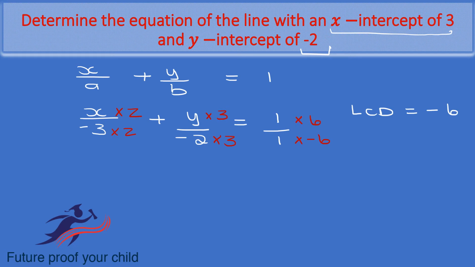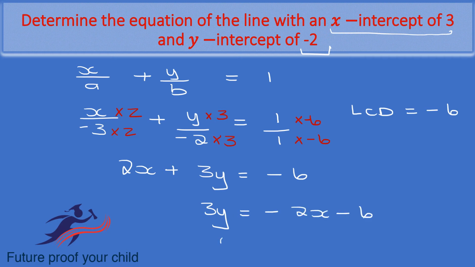Drop the denominators. So therefore I get 2x plus 3y equals, just want to put the negative in there, so I get -6. And then I just need to get it in standard form. So you isolate the y. So 3y equals -2x minus 6. So y equals negative 2 over 3 x and then minus 2.